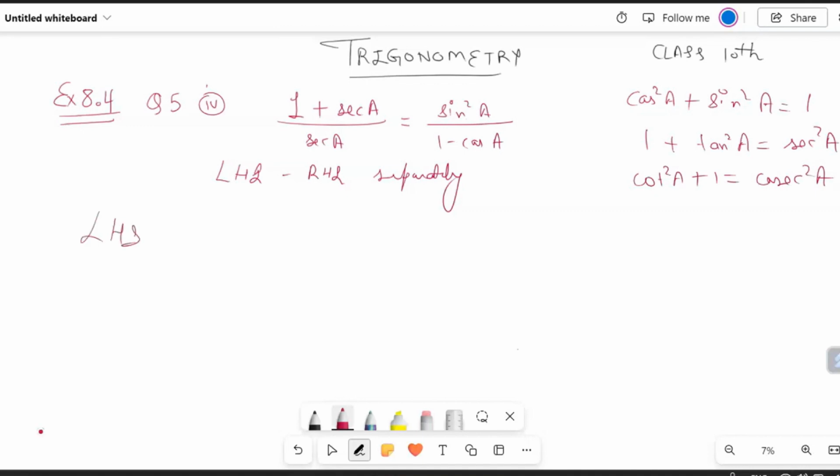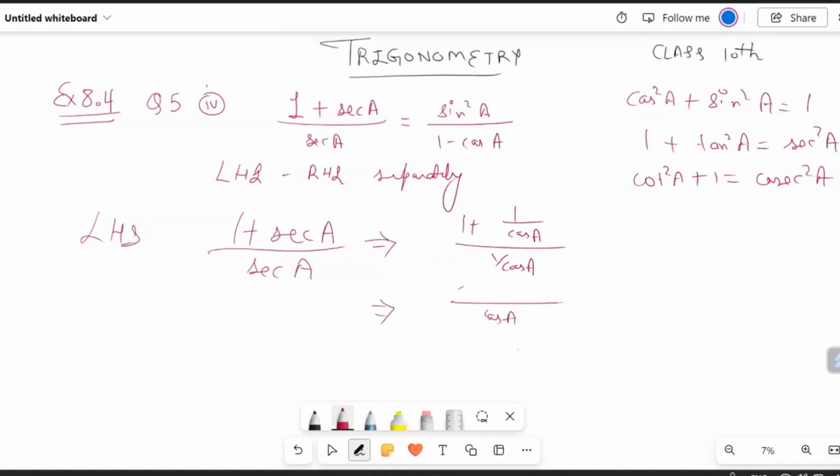First we will solve the LHS. Let's do it. So (1 plus sec A) divided by sec A. Since there is no square, we cannot use these identities, so we have to use our basic thing, convert any function into sine and cosine. So (1 plus 1 upon cos A) divided by 1 upon cos A. Now take the LCM cos A above, that will become (cos A plus 1) divided by cos A, over 1 upon cos A.